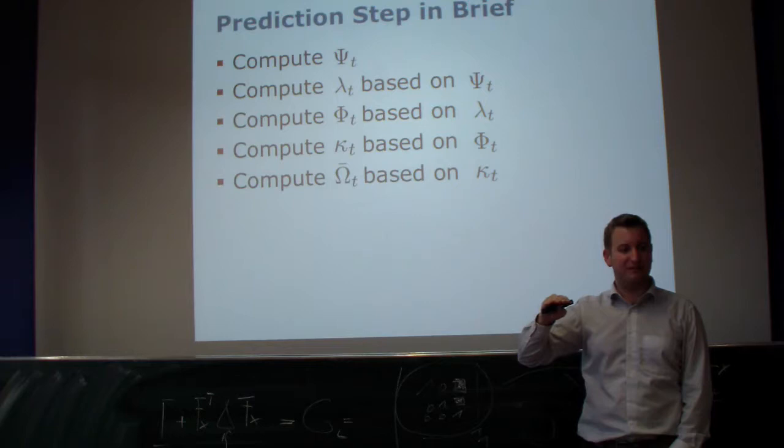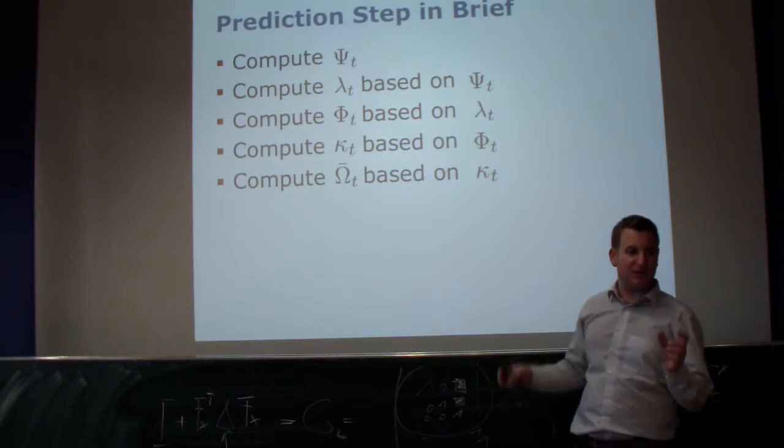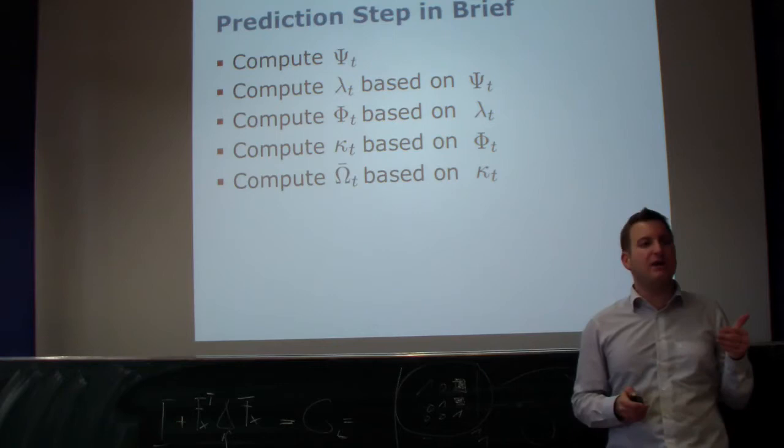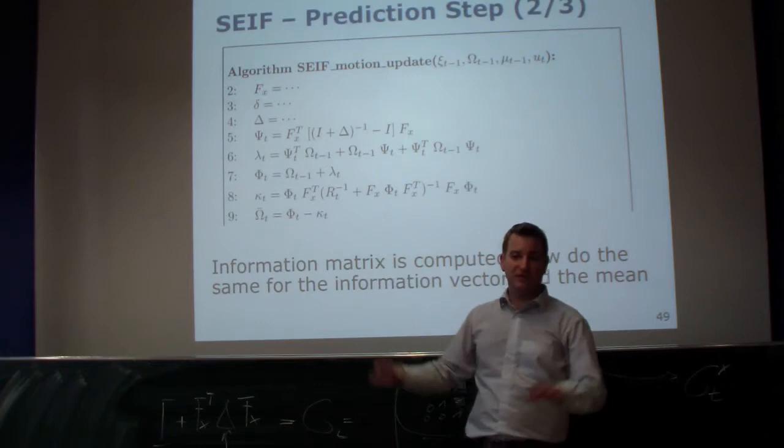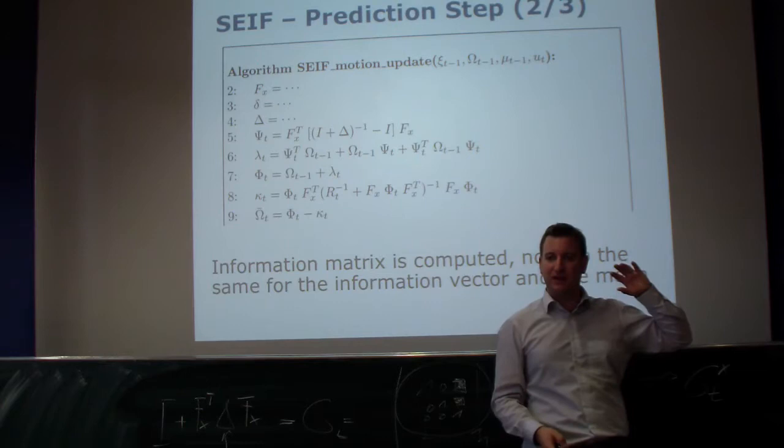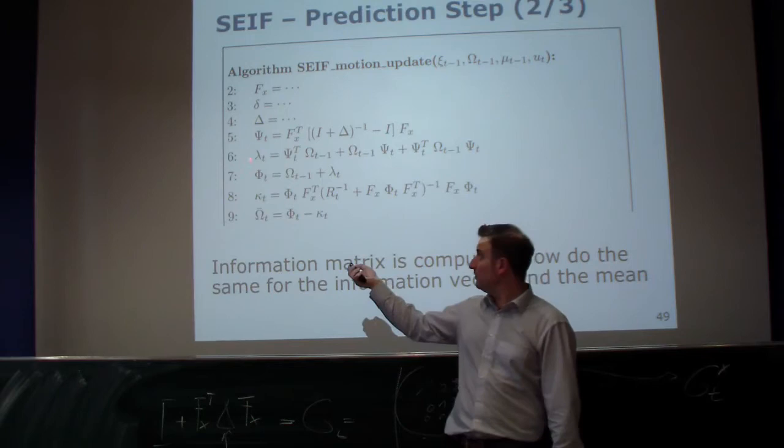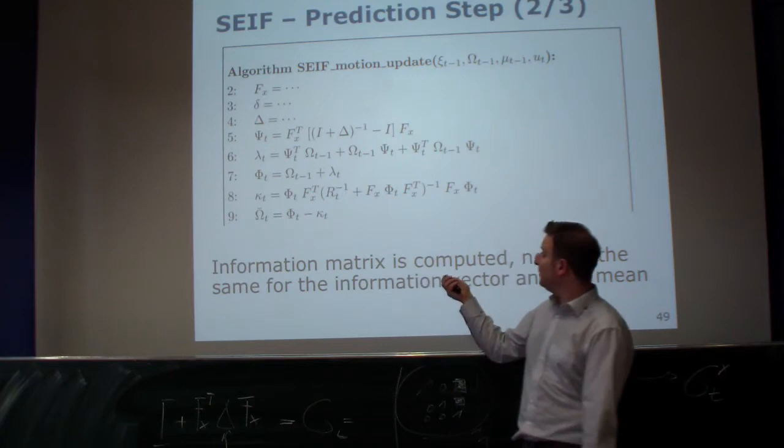You could also do that in one big block. You do it this way because it's easier, since you have the correspondences to the individual terms. You can actually use this to directly write down the SEIF algorithm. So, we use four lines of the stuff we did before. The first step is a copy-paste from the Kalman filter. And then we compute psi, compute lambda, compute phi, compute kappa, compute the information matrix, just by using exactly the terms we used before.